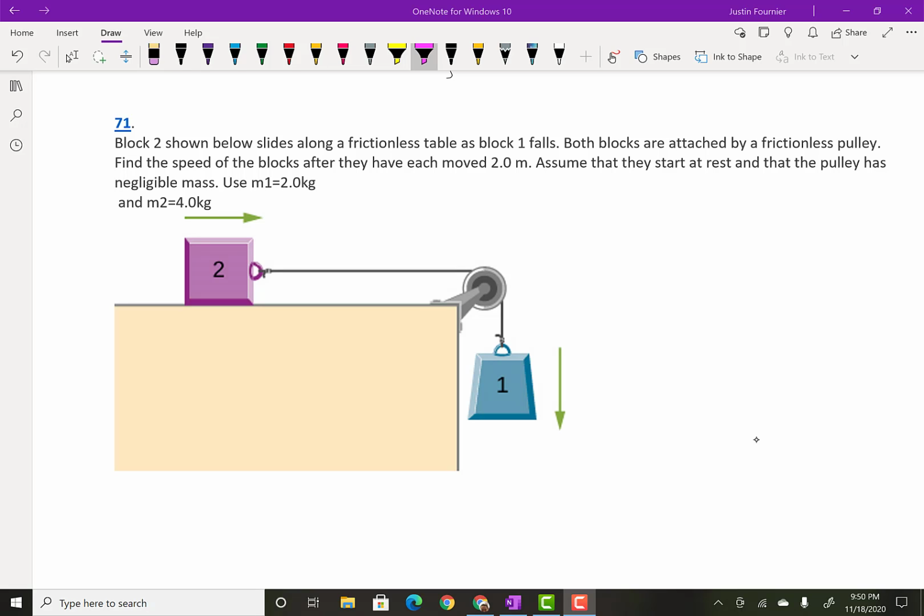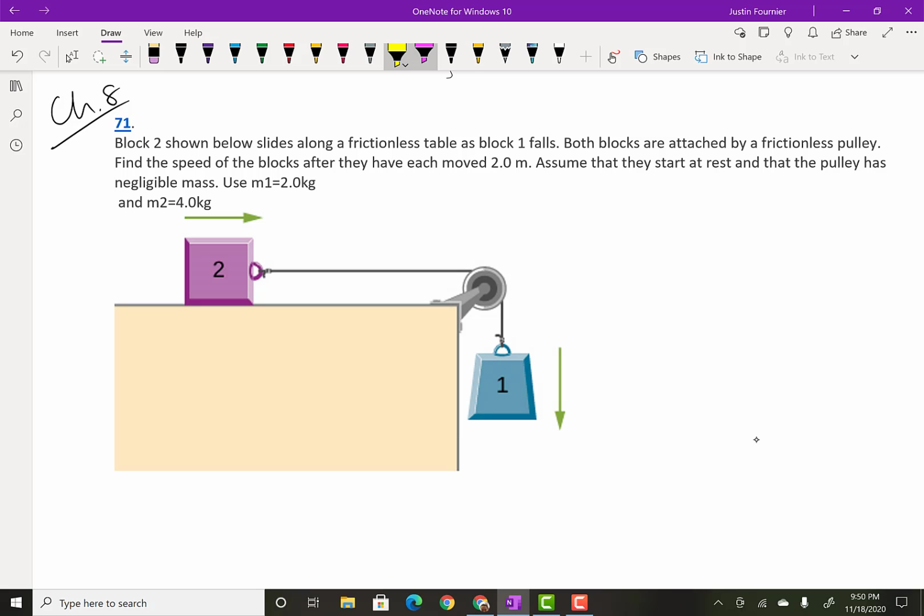Hi everybody. I'm going to do problem 71 from chapter 8. So this is from chapter 8 here, and it says block 2. So this is block 2. This is block 1 here. You can see a half Atwood machine. You've seen these before, but now we're going to use these basically with energy.